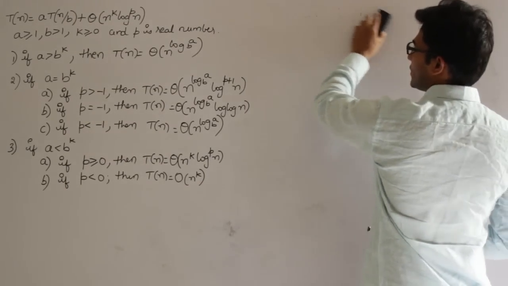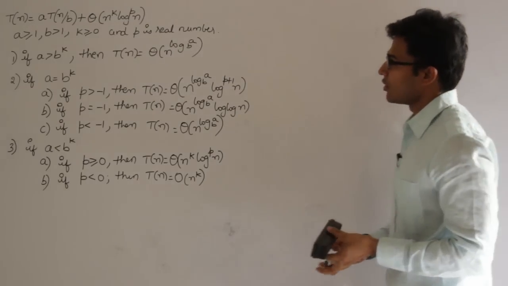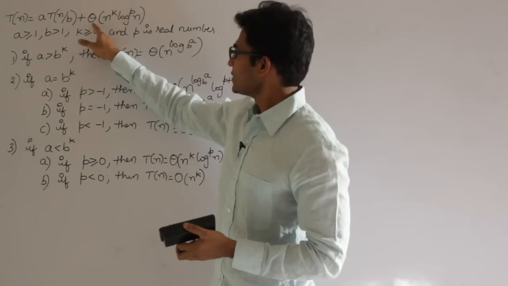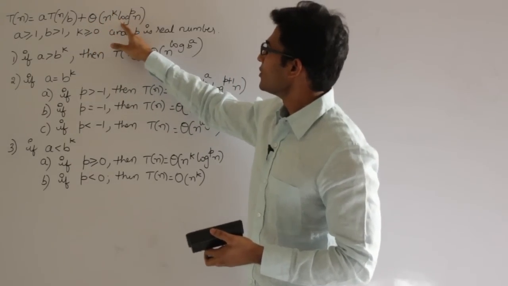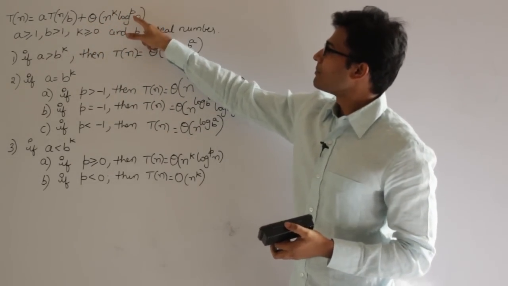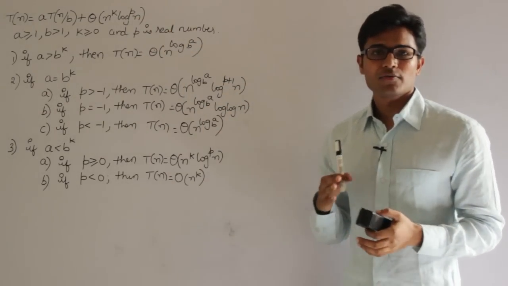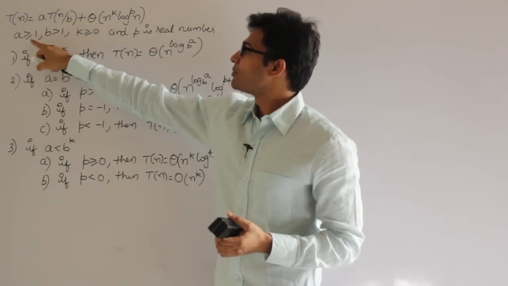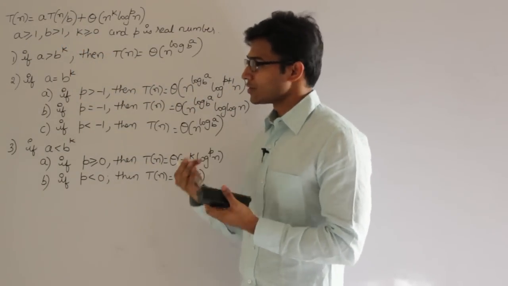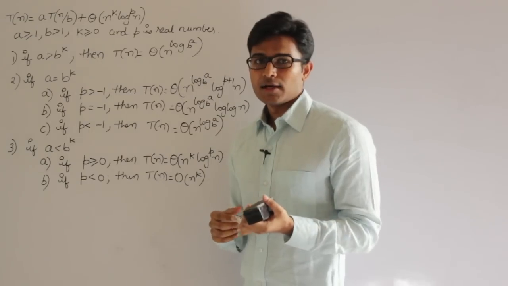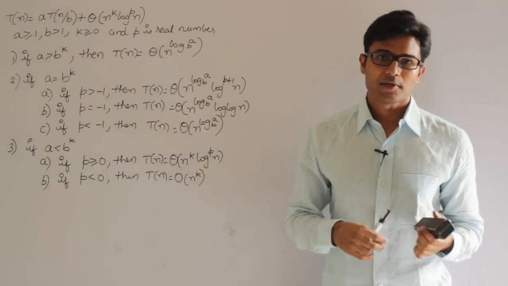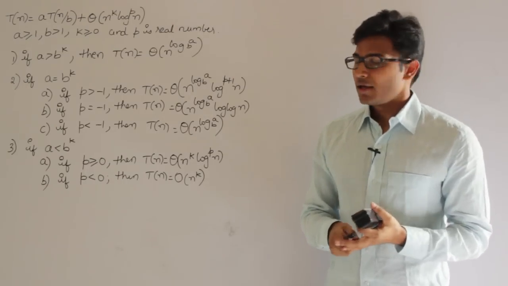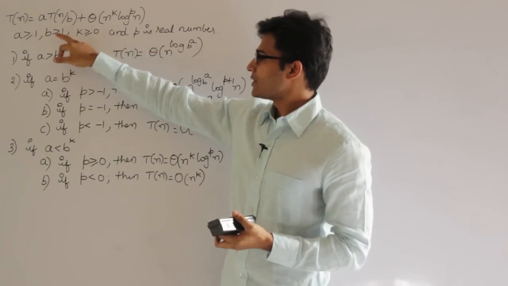Fine. So if the given recursive equation is of this form, where T of n equal to a into T of n by b plus theta of n power k into log raised to the power p n, then these conditions have to be met. There are various restrictions before using the Master's theorem. Master's theorem is not applicable for all examples. We can solve only some of the examples, and these are the conditions that we should meet.